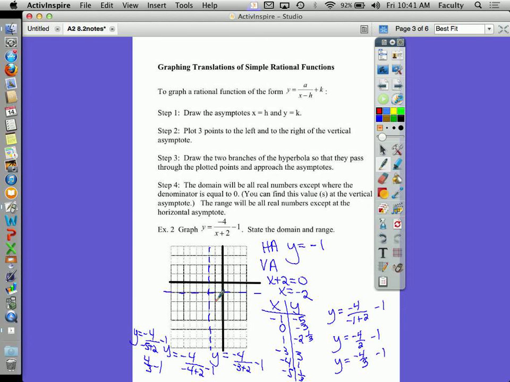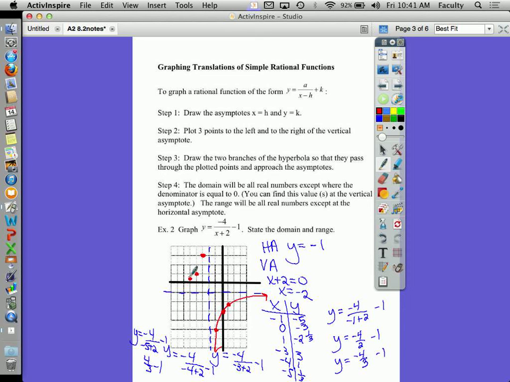And then let's plot the points. I have negative 1, negative 5. I have 0, negative 3. And I had 1, comma, negative 2 and a third. And notice you're going to draw that branch of the hyperbola, trying to make it hug the asymptotes. Then I have negative 3, up 3. I have negative 4, positive 1. And I have negative 5, 1 third.